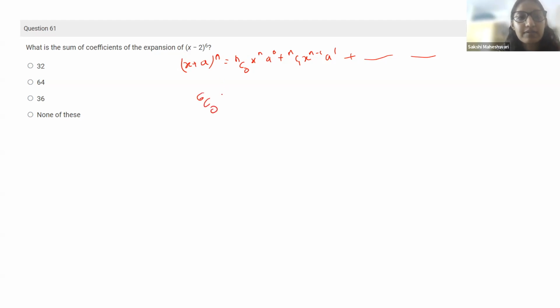The coefficient here will be minus 2 to the power 6 plus 6e1 minus 2 to the power 5, and just solve it down. Okay, this is easy. You guys can solve it. It is a simple calculation. You should do it in your first round only. Yeah, you'll be able to solve this.